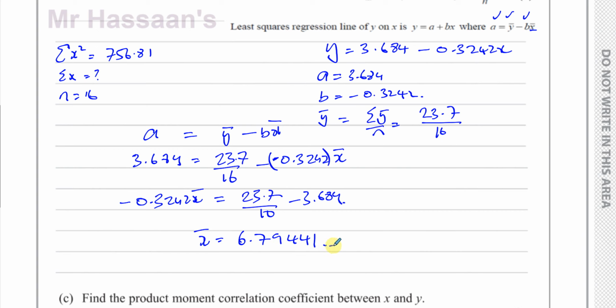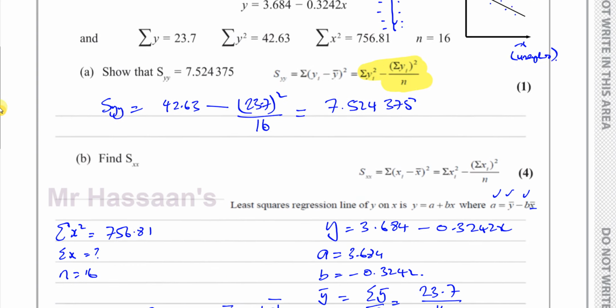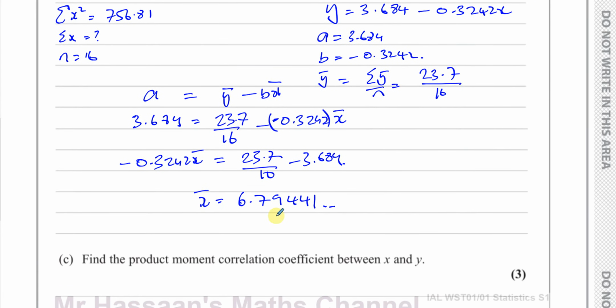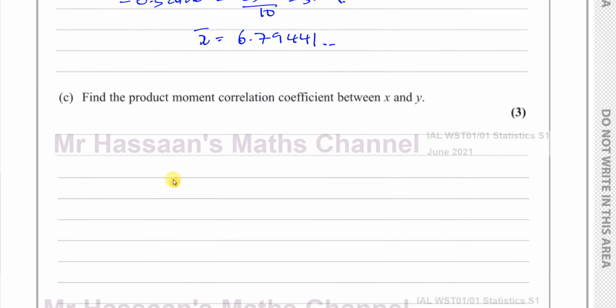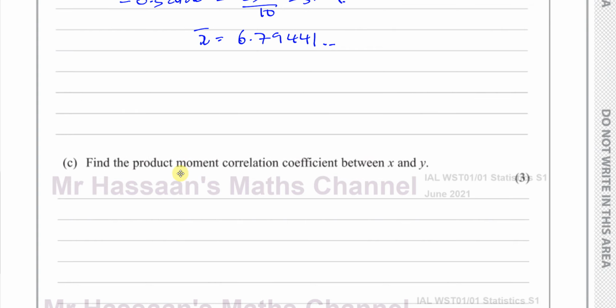6.79441. How many decimal places do they want it to? They didn't mention, so we're going to write it to 3 s.f., which is 6.79. Well, that's not our final answer, sorry. Leave it like this for now, in its exact form. That wasn't the final answer. That was just x bar.